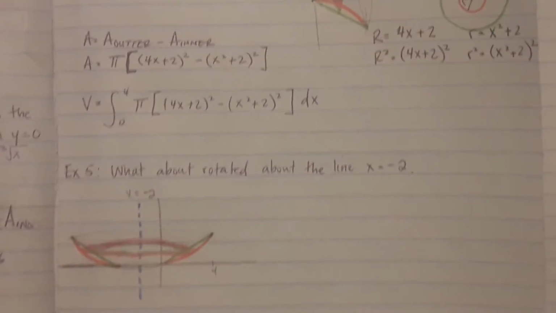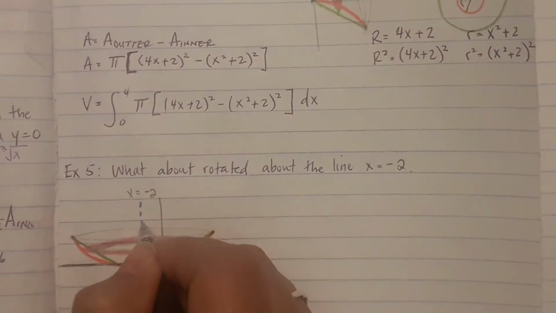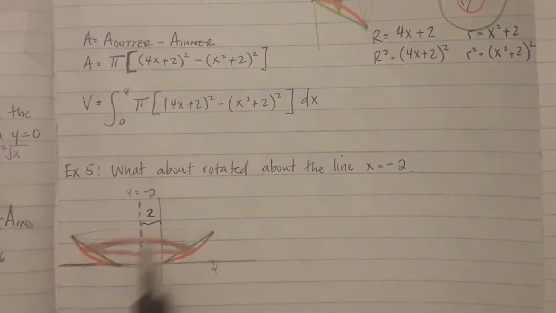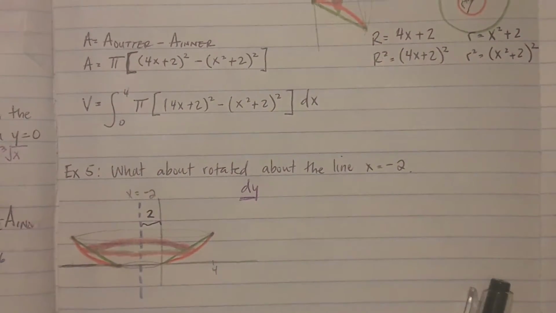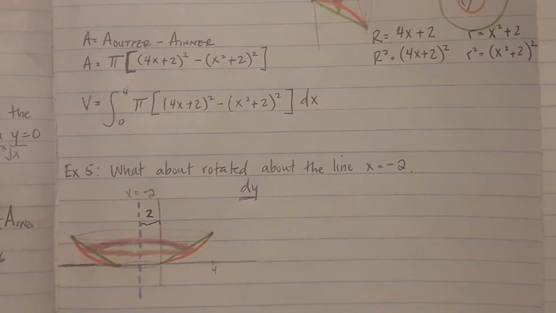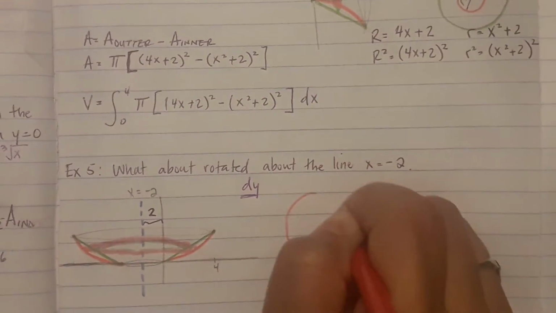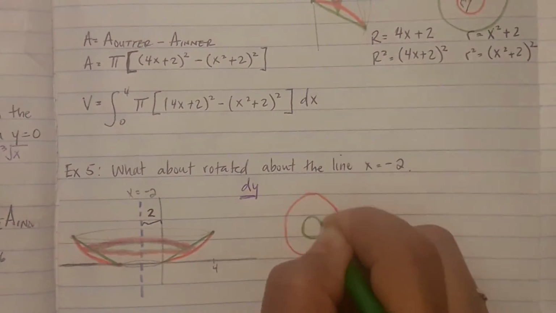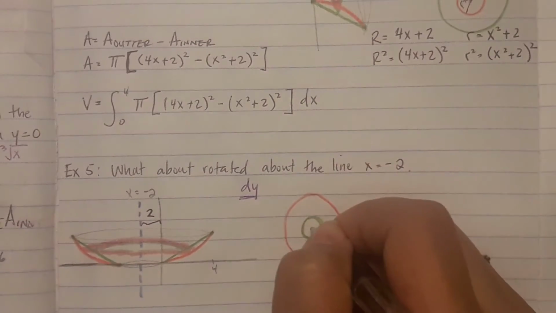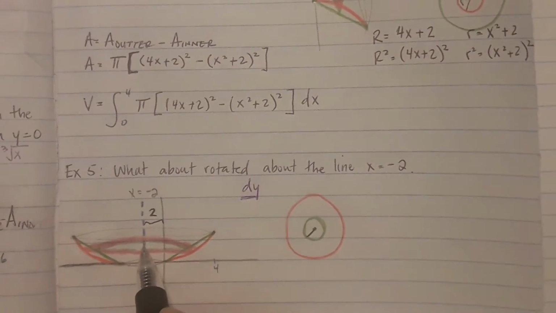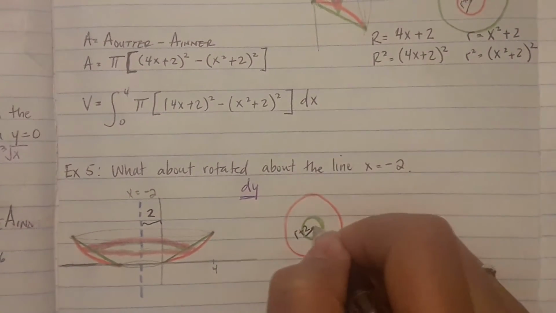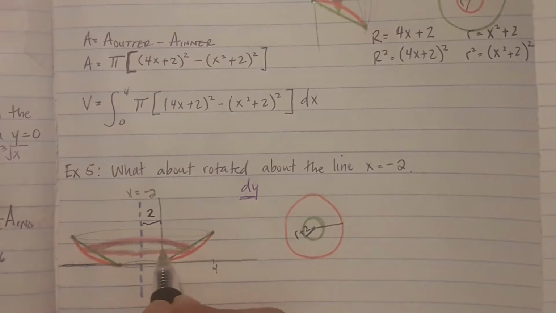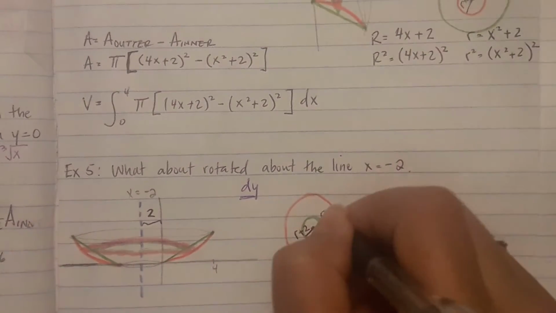Alright, so let's go ahead and draw what our cross section looks like. And this one, you see, it's not just the distance from the y-axis to the curves, but we're going to add 2 to that. Everything must be in terms of dy. So it's going to be big R plus 2 and little r plus 2, because of the distance from there to the axis and then to the curve itself. Again, the distance to the axis and then to the curve itself.